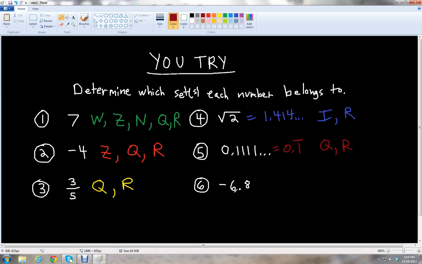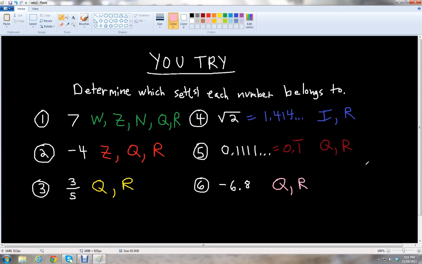And then last but not least, number 6, we have -6.8. So this is a terminating decimal value. So we can exclude the whole numbers, integers, and natural numbers, because it's a decimal. So it's either rational or irrational. And since it's a terminating decimal value, we see it as a rational number, and of course it's also a real number, just like with number 5, rational and real.